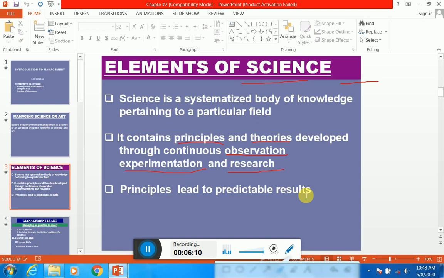So that is simply known as a science element. Science is simply that knowledge where at the back of the knowledge there is proper research, there is proper observation, and there is a proper experimentation process.